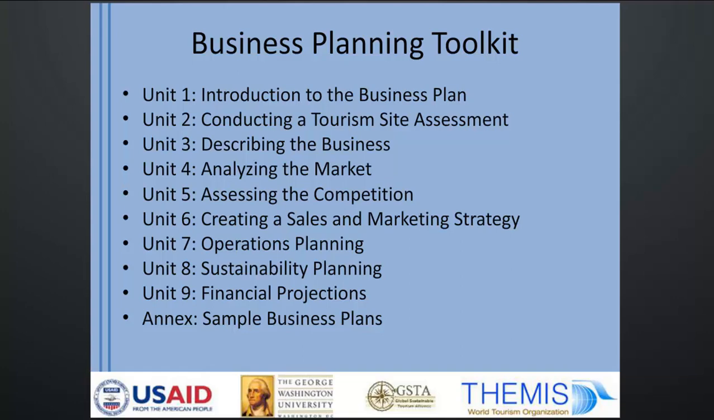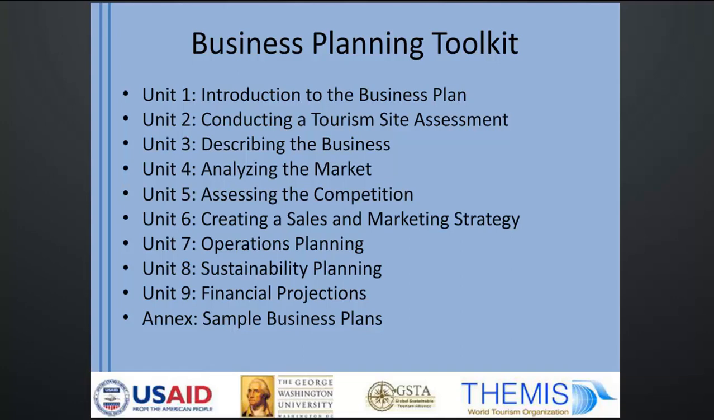The third unit is really the first unit of the actual business plan itself, the end product. So the first part of the business plan is describing the business. That covers everything from products and services to business structure, and so forth. The fourth unit begins to take all of that information researched in the second unit, in the site assessment, and presents methods and ways to analyze that data, market trends, market segments, market statistics, and how to document that within your business plan.